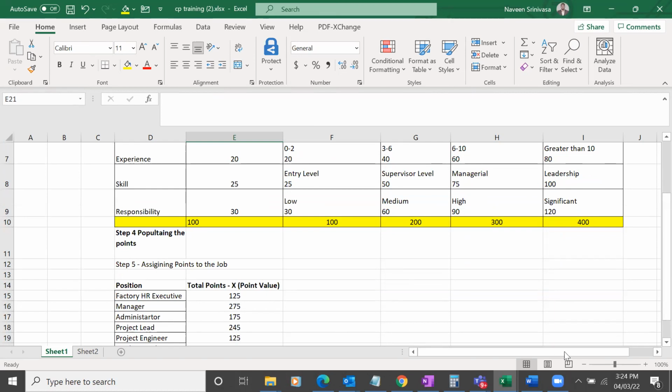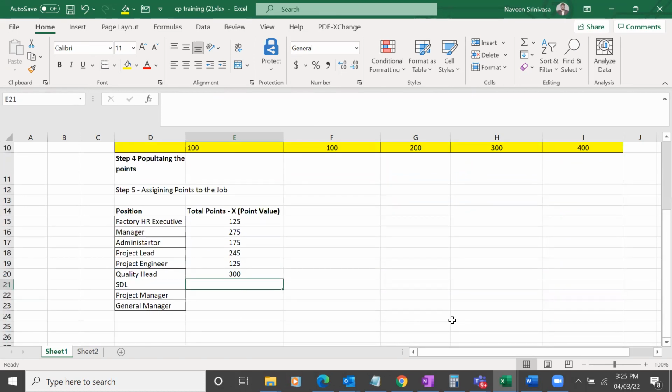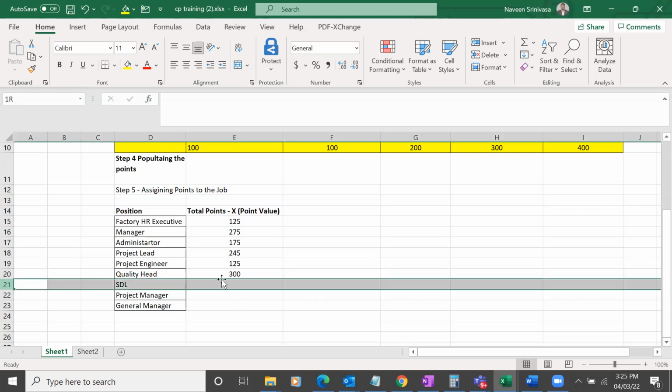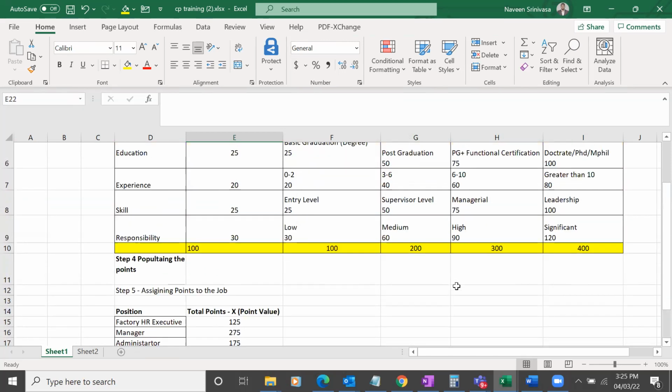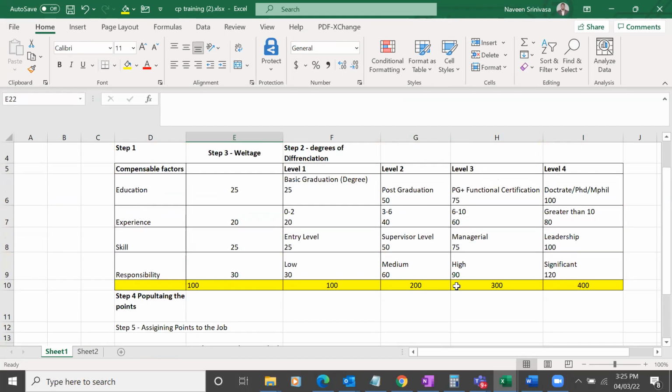What are the remaining designations left? Project manager, general manager. So project manager has to be a maximum more than 245, more than the project lead. Let's finalize the project manager first. Then we'll go for GM and SDL. Project manager. But what about SDL? We'll do it later. After these two, the project manager has to be more than 245.